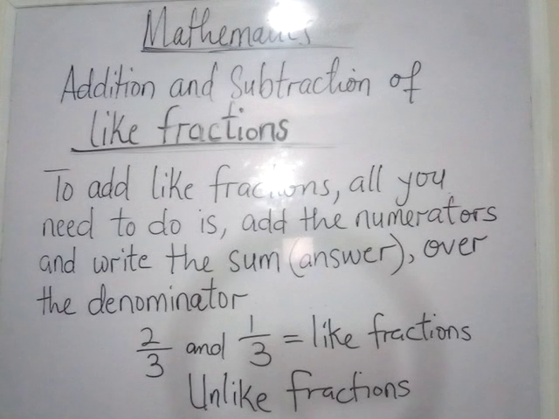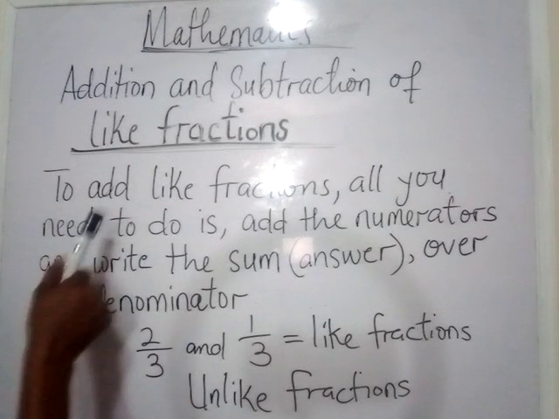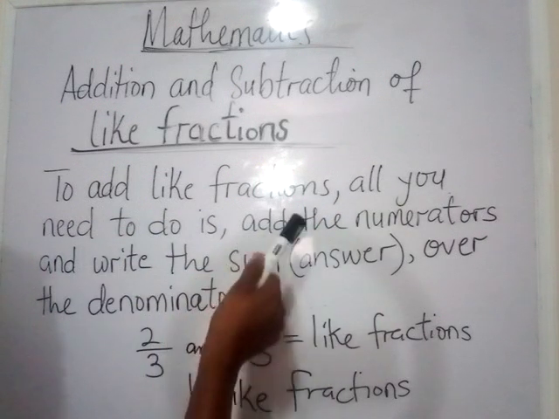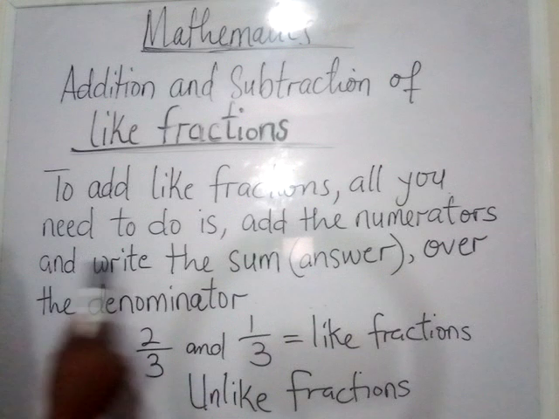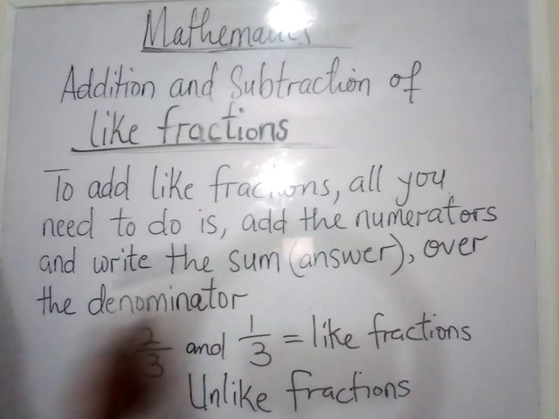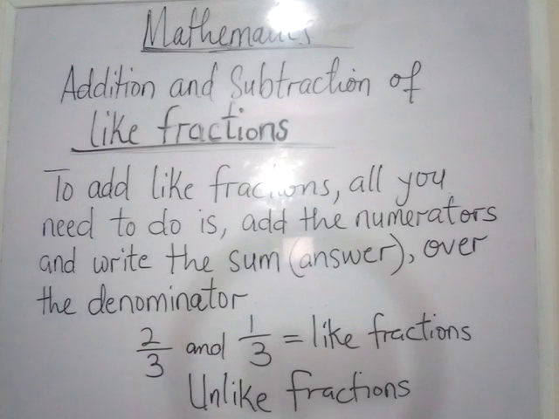So for introduction, we have here that to add like fractions, all you need to do is add the numerators and write the sum, that is the answer you get when you add the numerators, and write it over the denominator. You don't add the denominators together, you just write the same number that is common to the two fractions.